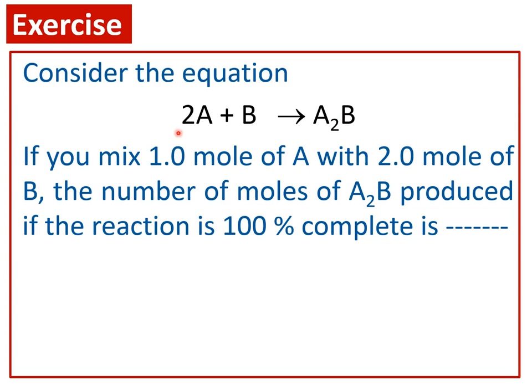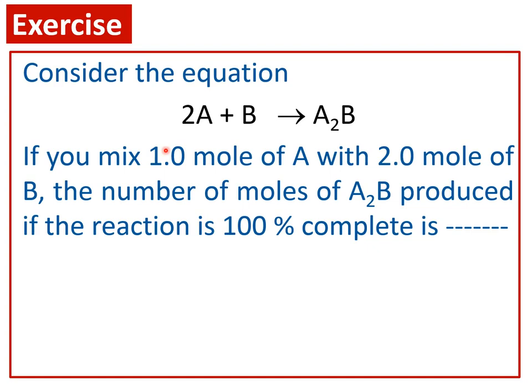Again, according to the stoichiometry, if you have 2 moles of A and 1 mole of B, they will react together to produce 1 mole of A2B. But if you have only 1 mole of A, this will require 0.5 mole of B to produce 0.5 mole of A2B. In other words, balanced equations can be multiplied by any factor, by 0.5 or by 4, but you should multiply all the stoichiometric numbers in the same way.